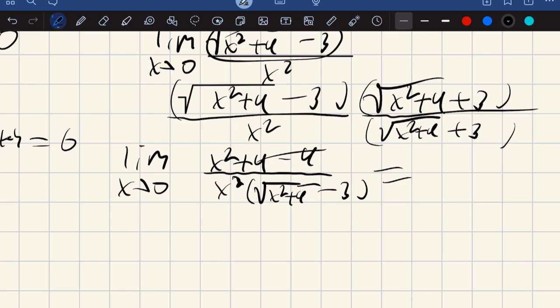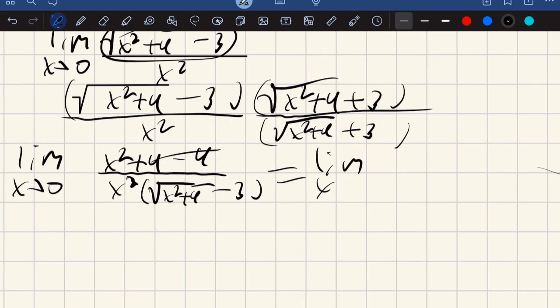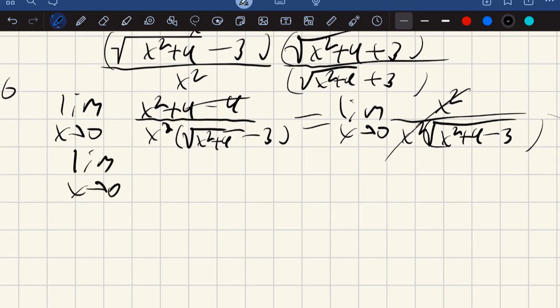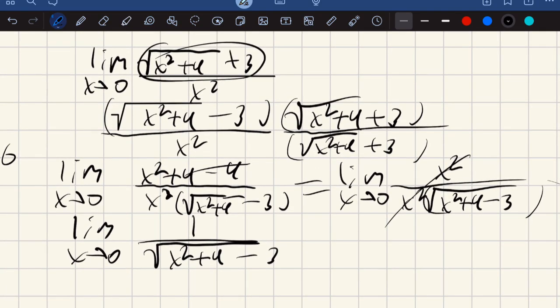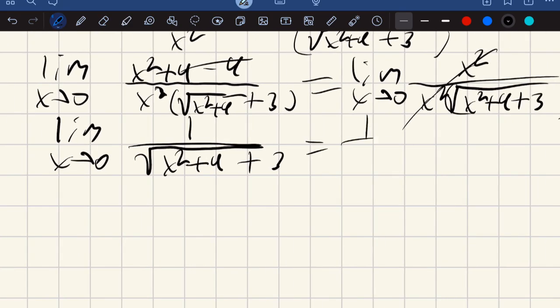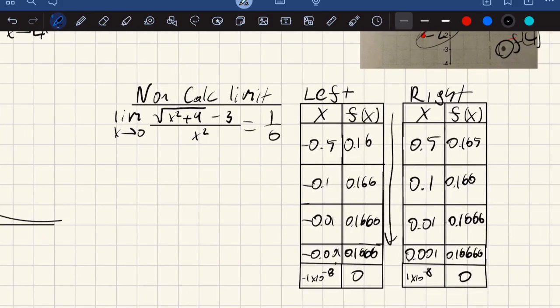From here, we can see that this cancels out. So then you get the limit as x approaches 0 of x squared over x squared times the square root of x squared plus 9 plus 3. Our x squares cancel out, so then you get the limit as x approaches 0 of 1 over square root of x squared plus 9 plus 3. So when we plug in 0, you get 1 over square root of 9 plus 3, which equals 1 over 6, which again shows that this limit is 1/6.